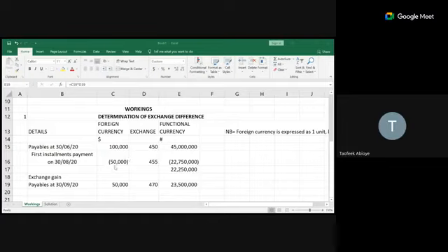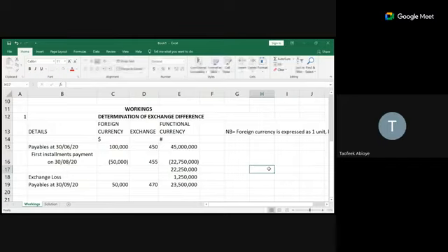I am supposed to pay 22,250,000, but I now pay 23,500. So it is unfavorable. So what is the difference? You now pick your calculator. This minus this, that would be my exchange loss. So this is an exchange loss.